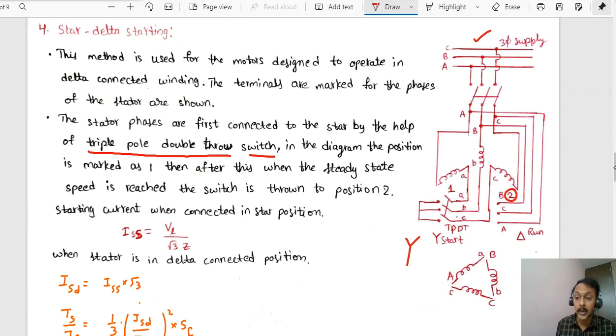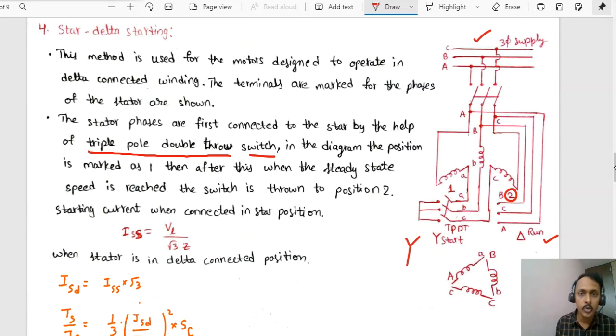So at the time of starting, the windings will be in the star connected mode. Slowly, once it has reached the steady state or attained its speed, it will be switched to the delta connection mode just by handling this switch. Double throw switch will be there. Just by changing its position, you can make one time a star connected mode and another time a delta connected mode.